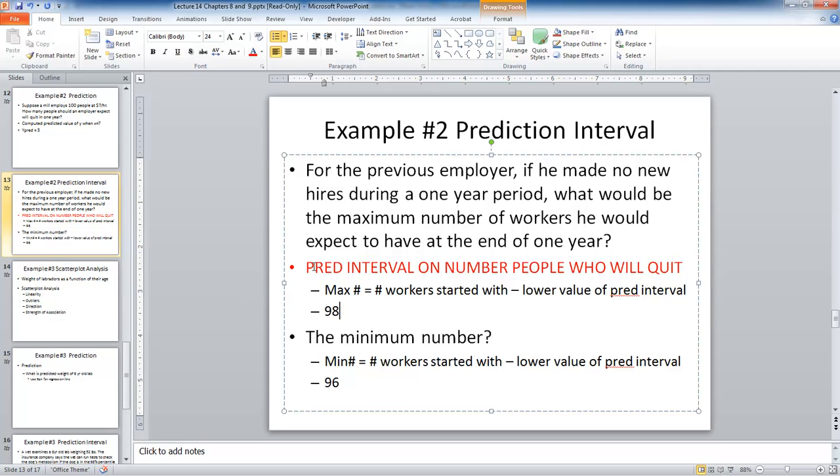Okay, so what am I doing? Well, I'm computing the prediction interval on the number of people who are going to quit. That's my y variable. So the minimum number that could quit will be the lower value of the prediction interval. This is the minimum that are going to quit, right? I'm computing this prediction interval, and the lower value tells me the minimum value I can have for the number of people who will quit. So the maximum he's going to have left is the number he started off with, which is 100, minus the minimum number he can expect to quit. Let's take a look at how to do this.